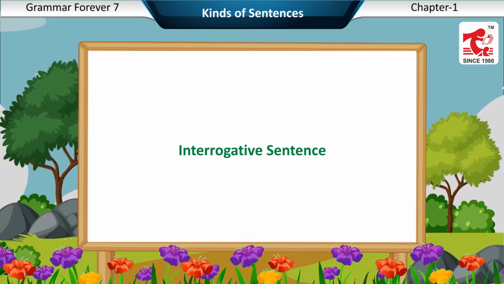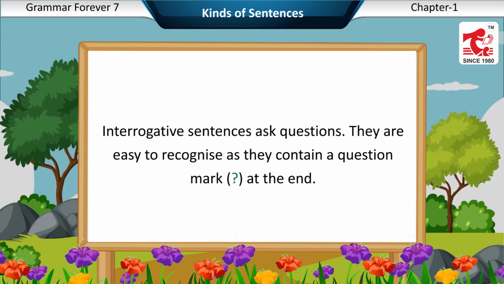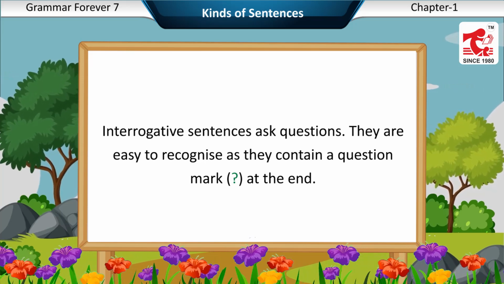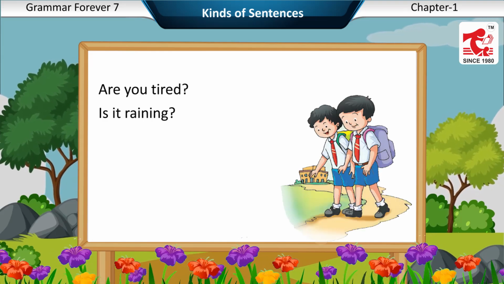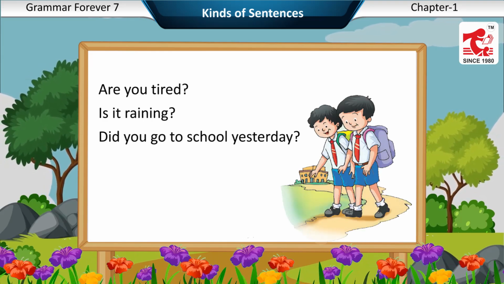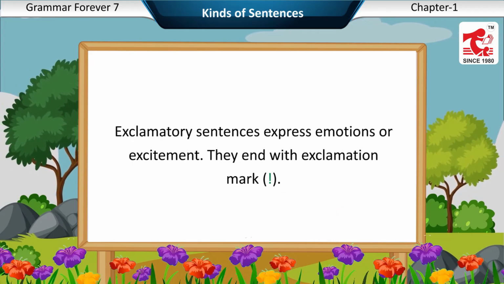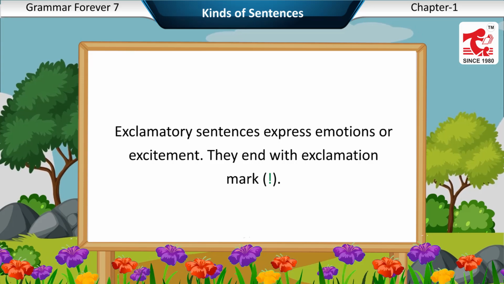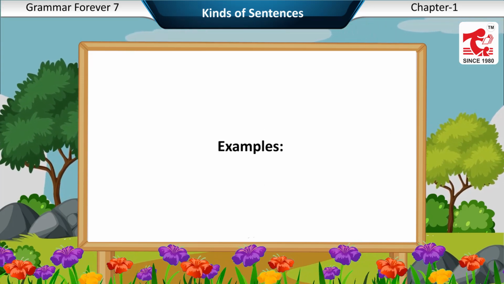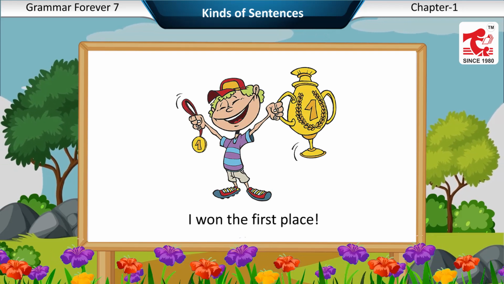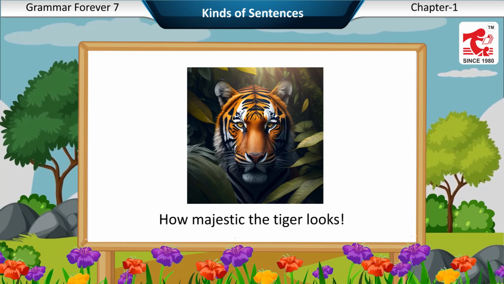Interrogative sentence. Interrogative sentences ask questions. They are easy to recognize as they contain a question mark at the end. Examples: Are you tired? Is it raining? Do you go to school yesterday? Exclamatory sentence. Exclamatory sentences express emotions or excitement. They end with an exclamation mark. Examples: I won the first place. It's a surprise. How majestic the tiger looks.